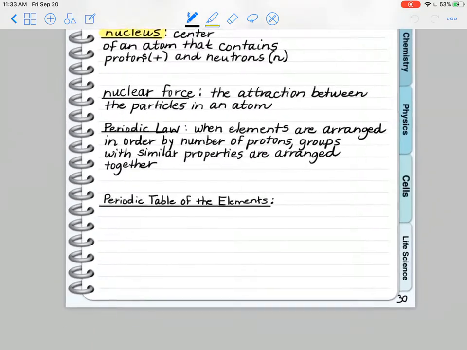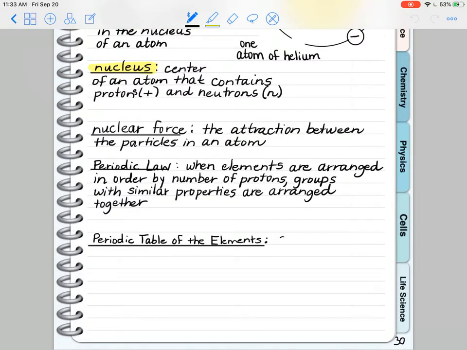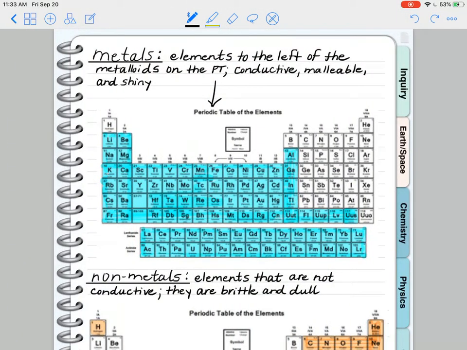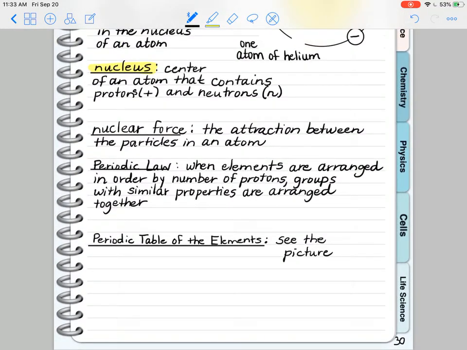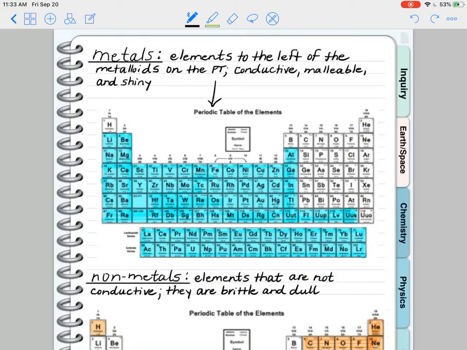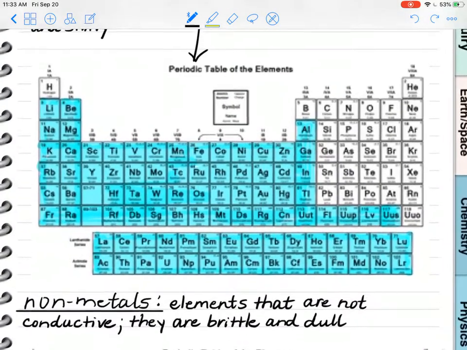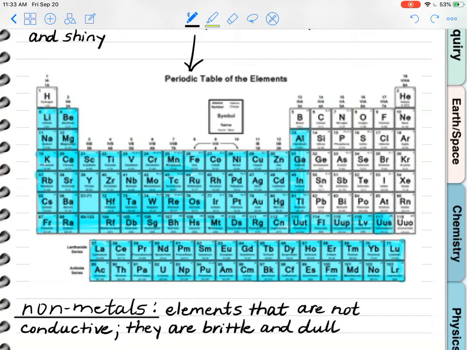And periodic table of the elements, I am just going to tell you to see the picture. I don't think we need to copy this long definition down. I think that if we just look back at the table on page 29, so see the pictures on page 29, you won't have to write that definition. This is the periodic table of the elements. That whole thing, the blue and the white, is the entire table of the elements.